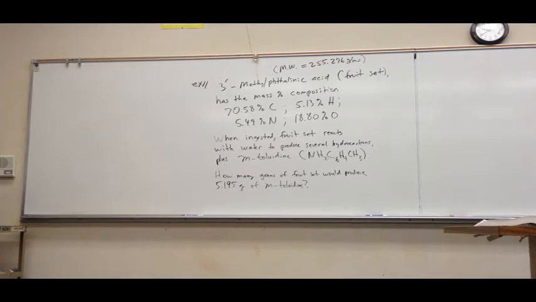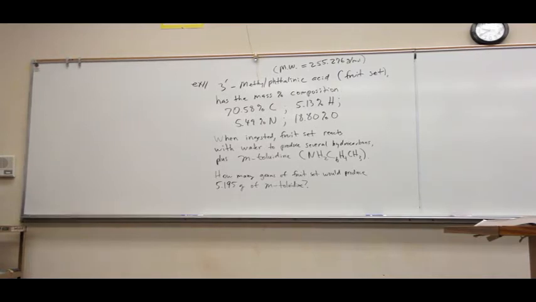So what we need is a mole-to-mole ratio between metatoluidine and fruit set. We know the grams of metatoluidine. We can convert that to moles. If we have that mole-to-mole ratio, that's going to be the connection. Then we can get moles of fruit set. If we know moles of fruit set, then we can get grams of fruit set.